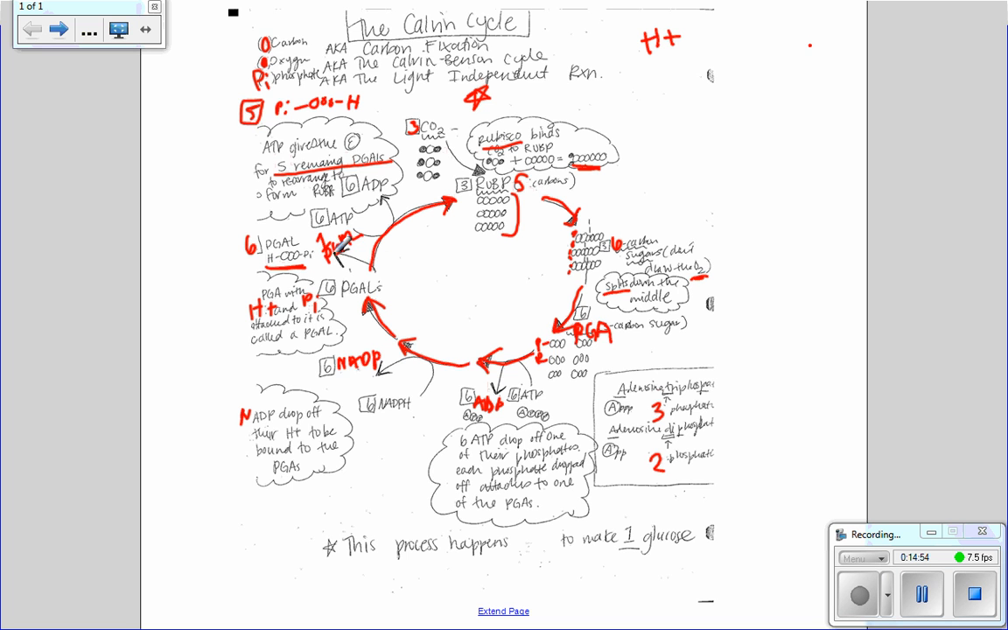One of those P-gals is going to be used to make glucose, and the other 5 of them are going to be rearranged using ATP to make RUBP again, so that we can go through the process again. The process happens one more time. When the process happens once, we get to keep 1 P-gal. We get to keep 1 of these.